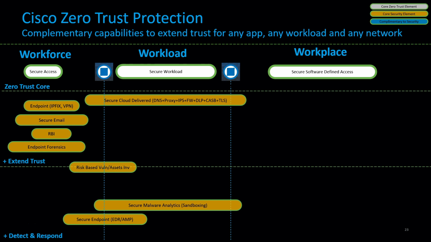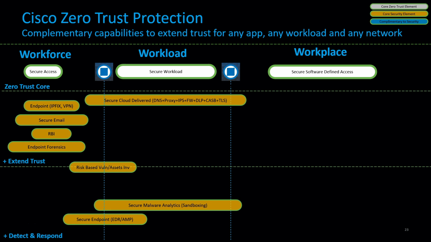But on the workforce side, we've got obviously secure cloud delivered things like DNS, proxy, IPS, firewall, data loss prevention, cloud access security broker. You've got TLS decrypt. And you can see that overlaps, in fact, to workload and workplace. Then you have endpoint with IPFix and VPN connectivity. And so VPN is pretty standard capability, but IPFix, as I mentioned earlier, provides you insight into every process or application making a network-bound connection, whether it's good or bad.